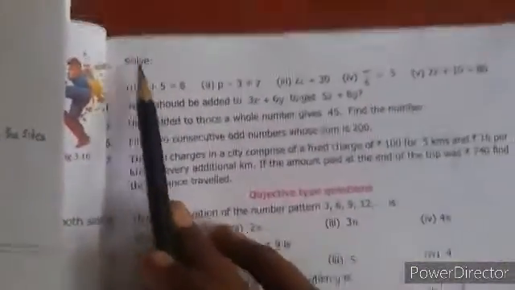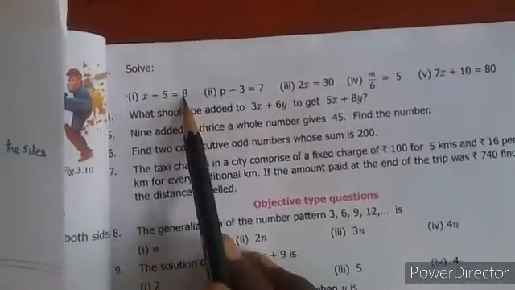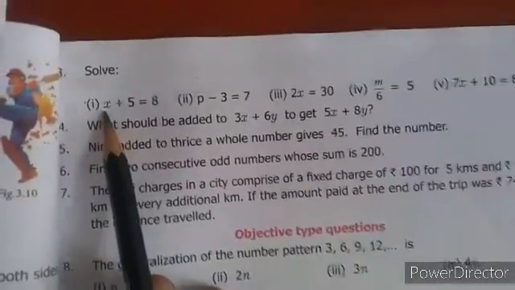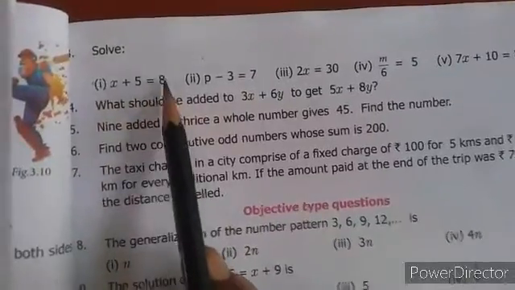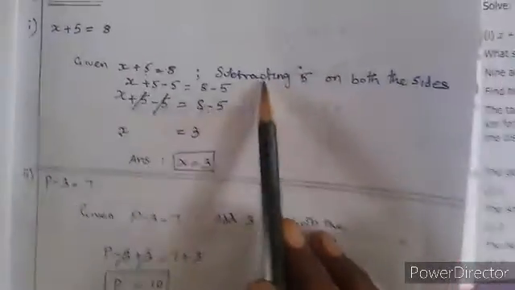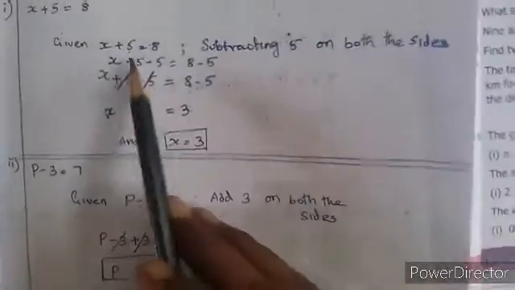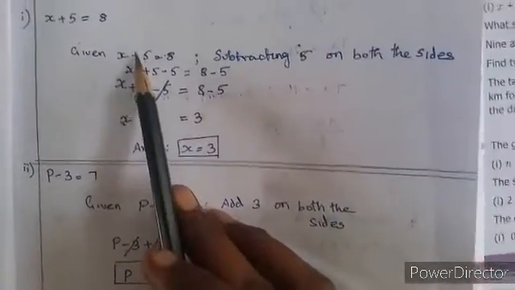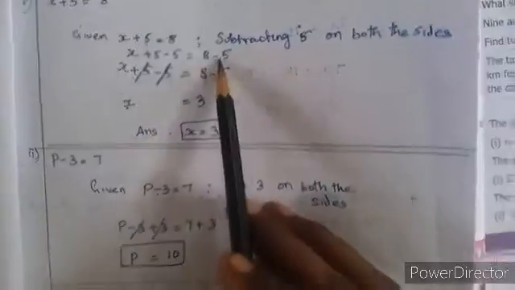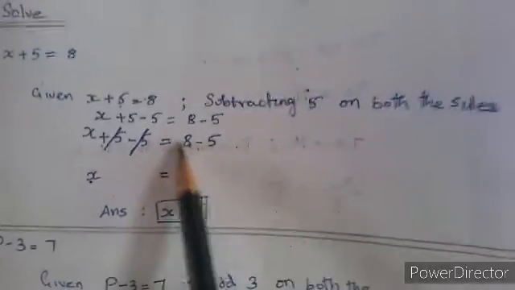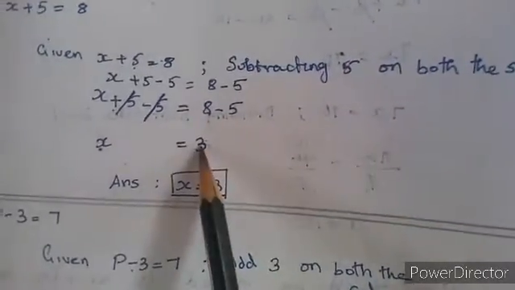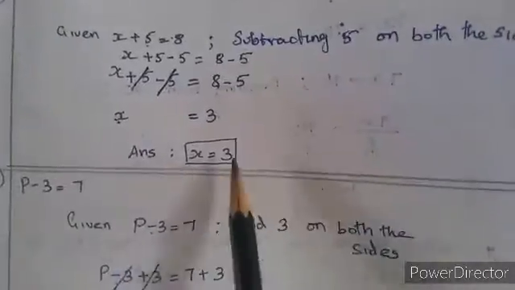Question number 3, solve the sums. Subdivision 1: x plus 5 equal to 8. Here we are going to find the value of the given variable by equating the coefficient on both sides. So x plus 5 equal to 8. Subtracting 5 on both sides, since it is plus 5, we put minus 5 on both sides. Plus 5 minus 5 cancel, and 8 minus 5 is 3. So the value of x is 3.